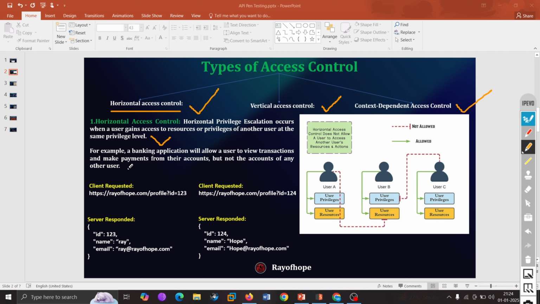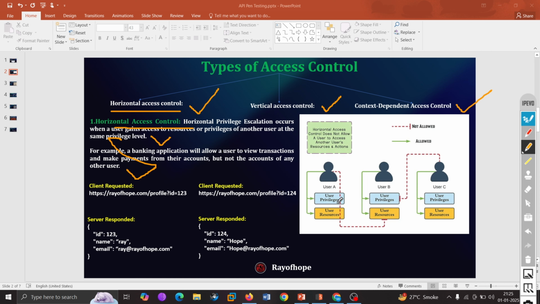So by doing parameter manipulation or anything similar, if you are able to do a transaction, or even if you are able to view the data of another user, that will go into horizontal access control, right? Okay, just look over here. By looking at this picture, what is happening? Horizontal access control does not allow a user to access another user's resources or actions.